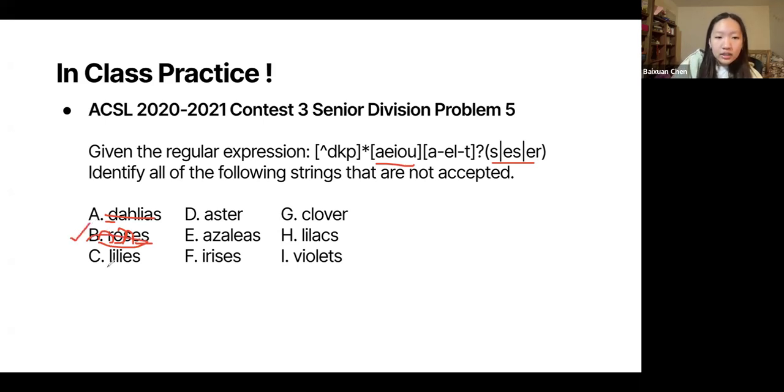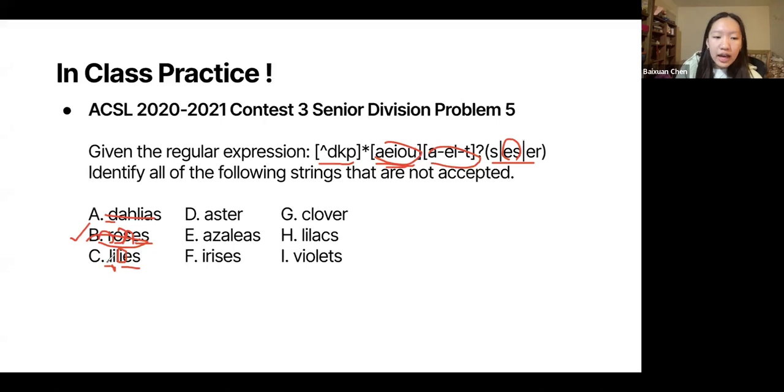And then let's check C. L is not D, K, or P. And then I is also not D, K, or P. For I, we could go to the next expression of A, E, I, or U, but I realized ahead of time that the ES will be accepted by this part of the expression. And then we can have 0 or 1 of this one. So the I will be accepted by this part of the expression.